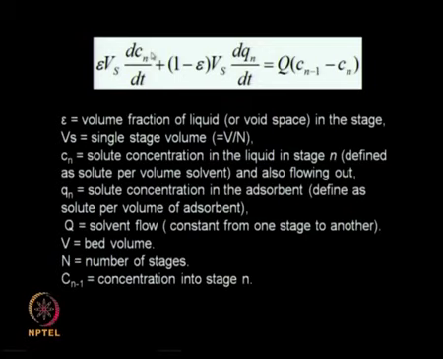Although this equation looks very complicated, it is not so actually. This Q into Cn minus 1 is the solute entering stage n from stage n minus 1, and Q into Cn is the amount of solute leaving stage n. This is equated to whatever is getting accumulated. Now there are two terms for accumulation: one is the solute accumulated in the continuous phase, that is the mobile phase, the other is the solute accumulated in the stationary phase or fixed phase. Whatever is accumulated in the fixed phase we call Q, and whatever is accumulated in the mobile phase we call C.